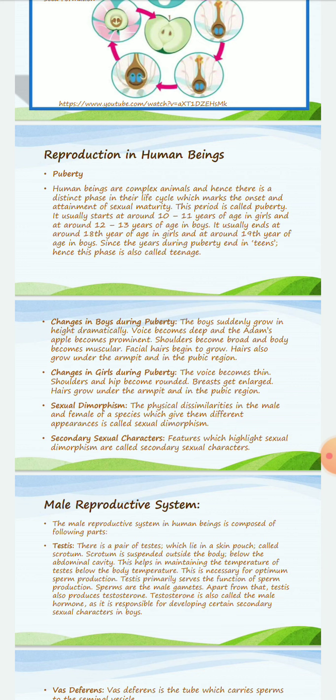So in human beings, the reproductive phase starts differently for male and female. For females, it starts from 10 to 11 years, and for boys it starts from 12 to 13 years. For girls it ends by the 18th year, and for boys it ends by the 19th year.